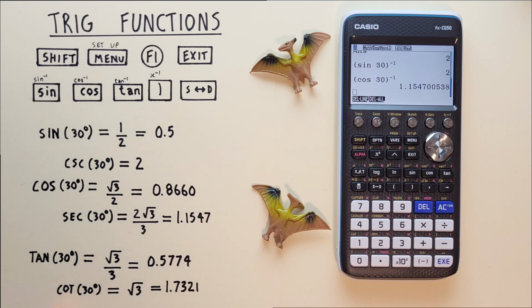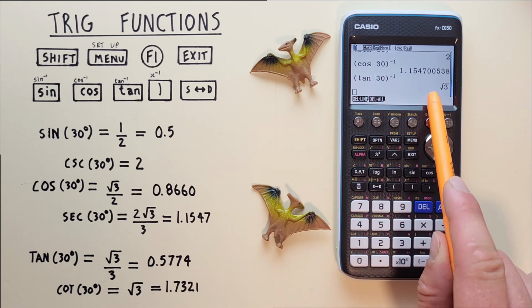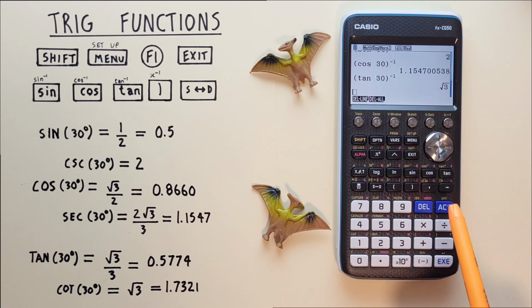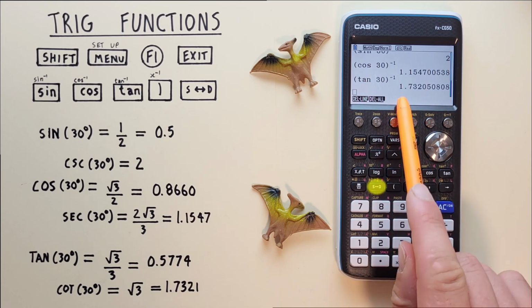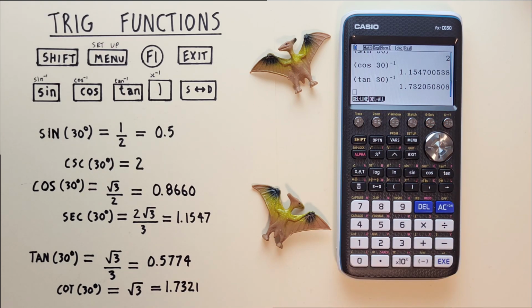And for cotangent, we use tan. So for the cotangent of 30 degrees, we go bracket tan 30, close our bracket, shift, inverse, hit exe, and we see we get the cotangent of 30 is equal to square root of 3, which converts to 1.73205, etc., which is correct.